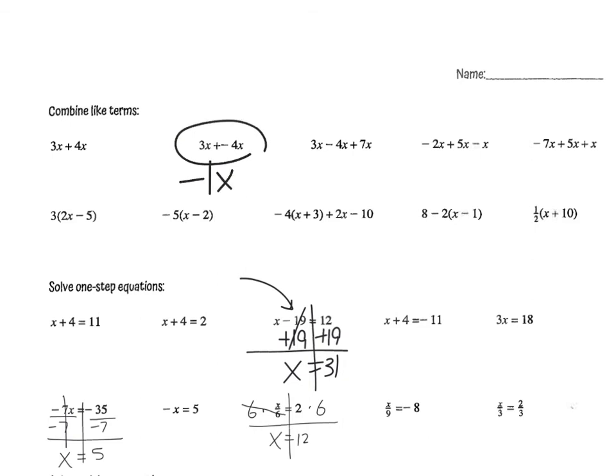What about something like this? Negative 2x plus 5x minus x. Well, negative 2x plus 5x is 3x, and 3x minus 1x is 2x. So that would be my answer for that one. Okay, so we're just combining like terms. Here we have to use the distributive property. 6x minus 15 if you multiply the 2x and the negative 5 by 3.